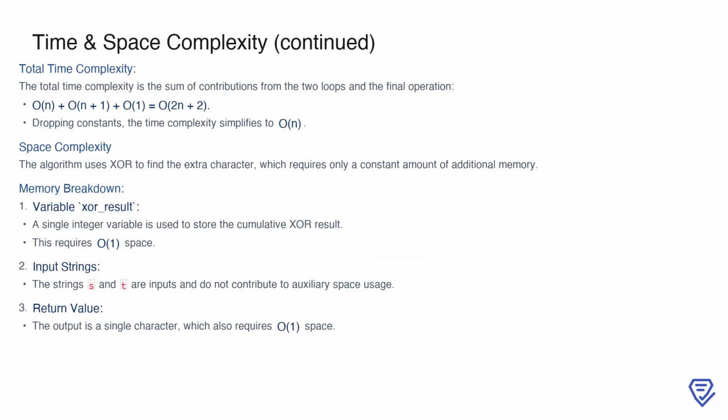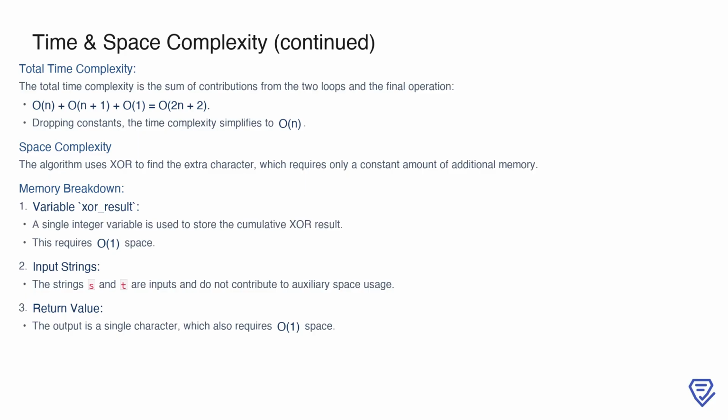When we sum up the contributions from these steps, the total time complexity becomes O(n) from the first loop, O(n plus 1) from the second loop, and O(1) from the final conversion. Combining these, we get O(2n plus 2). Since we drop constants in big O notation, this simplifies to O(n), meaning the algorithm scales linearly with the size of the input. Now, let's analyze the space complexity.